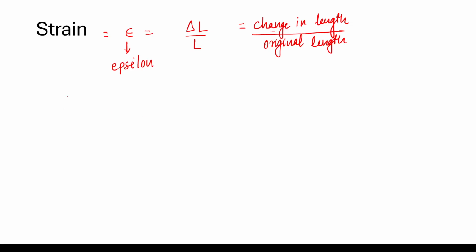Yeah, that's it. So who produces strain? Stress. A tensile stress would produce a positive strain. A compressive stress would produce a negative strain.